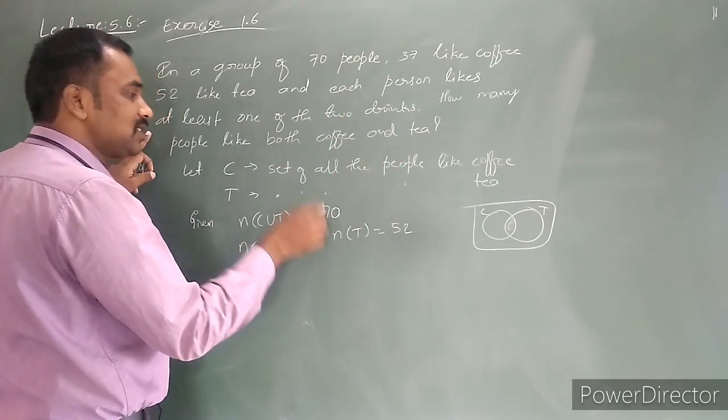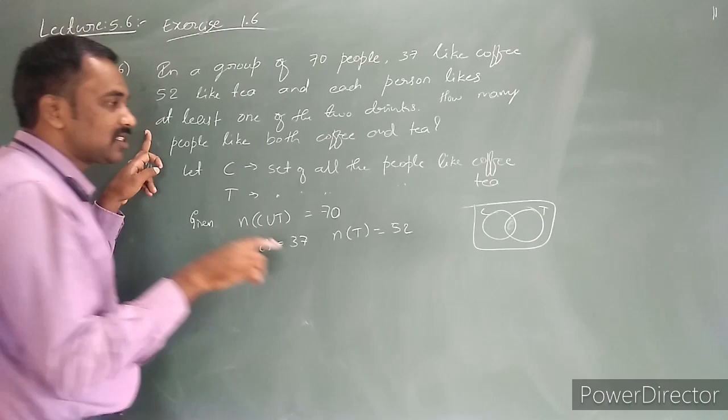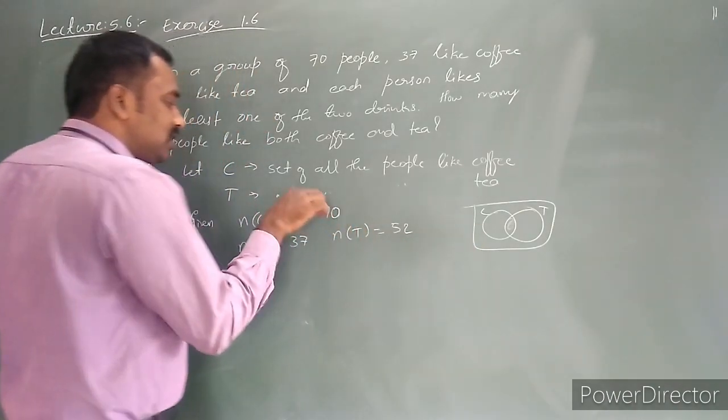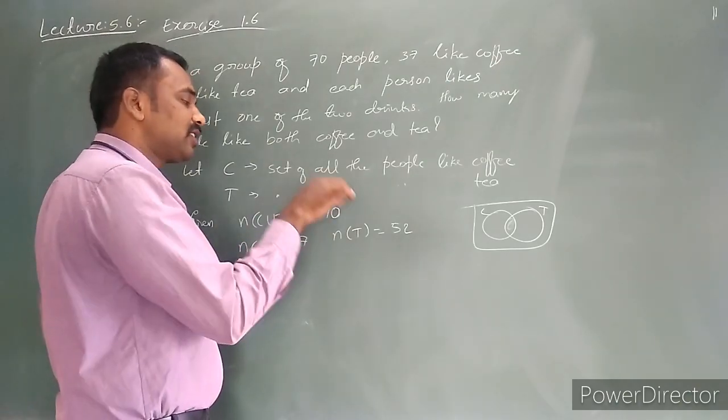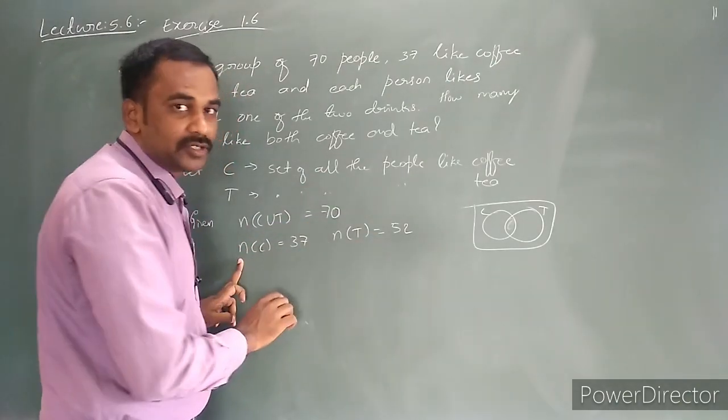These 70 people at least like one of the two drinks is nothing but these 70 people either they like a coffee or they like a tea or both.